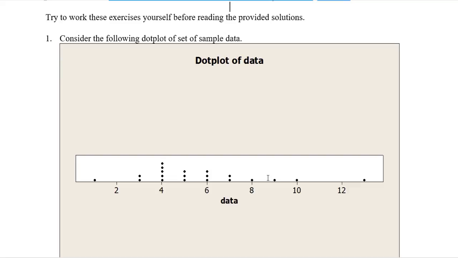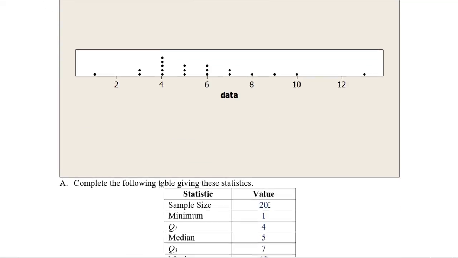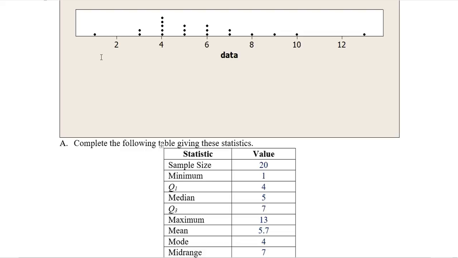Okay, we're back. So let's see how we could do that. Let's look at the data set. The first thing is we can just simply count to find the total number of dots, and that's going to be the sample size. So I'm assuming this is a sample, not a population. So let's just count: 1, 2, 3, 4, 5, 6, 7, 8, 9, 10, 11, 12, 13, 14, 15, 16, 17, 18, 19, and 20. So the sample size, or N, is 20.